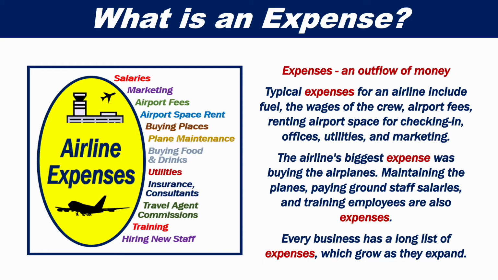Typical expenses for an airline include fuel, the wages of the crew, airport fees, renting airport space for checking in, offices, utilities, and marketing. The airline's biggest expense was buying the airplanes. Maintaining the planes, paying ground staff salaries, and training employees are also expenses. Every business has a long list of expenses, which grow as they expand.